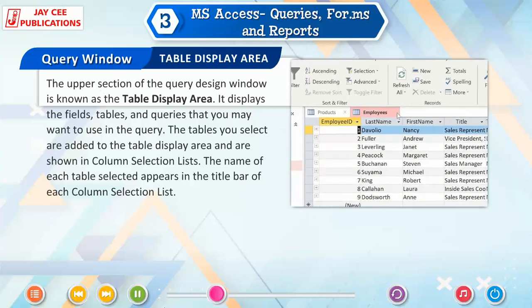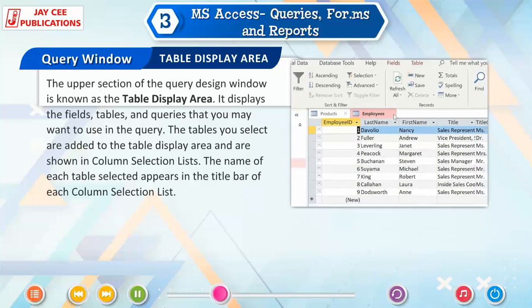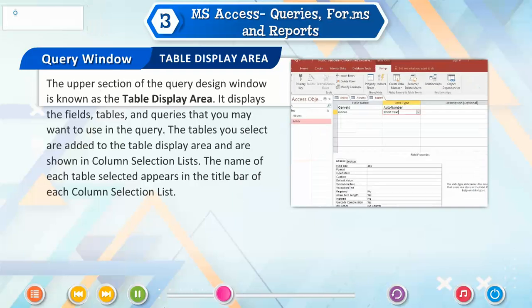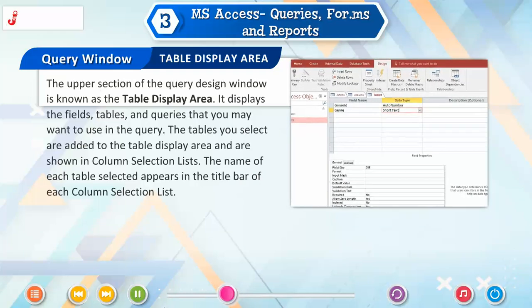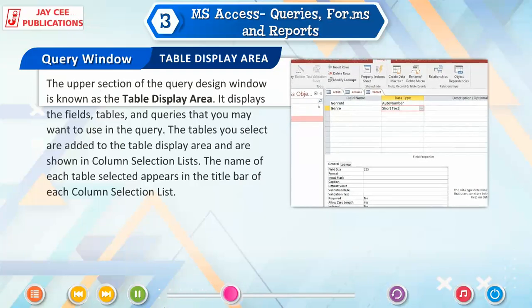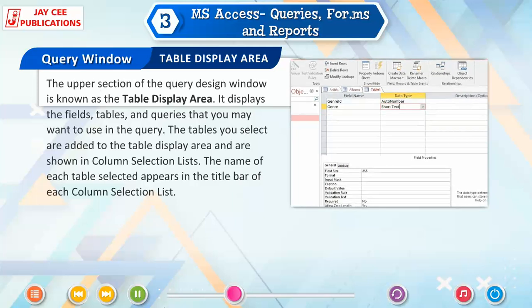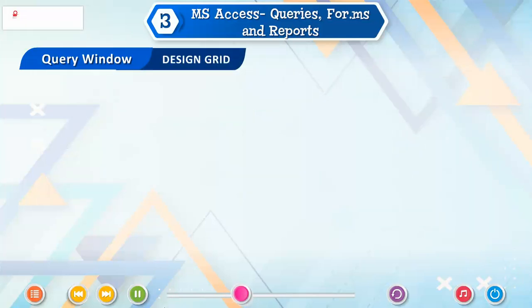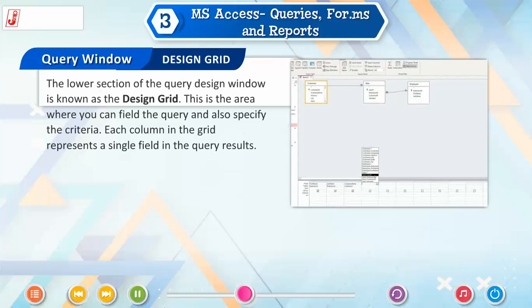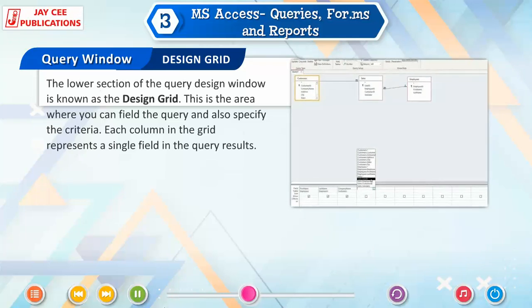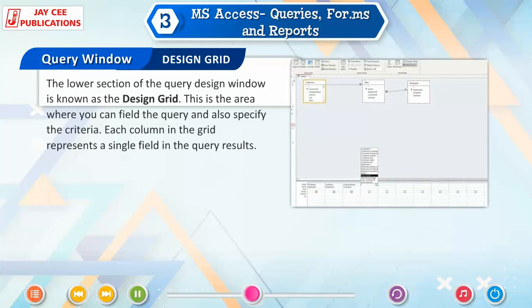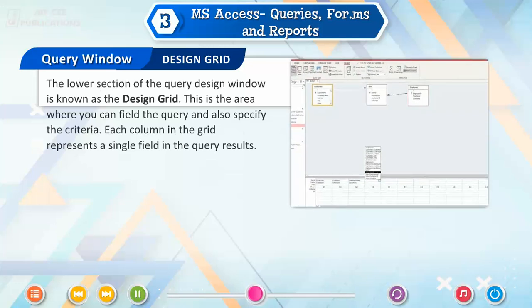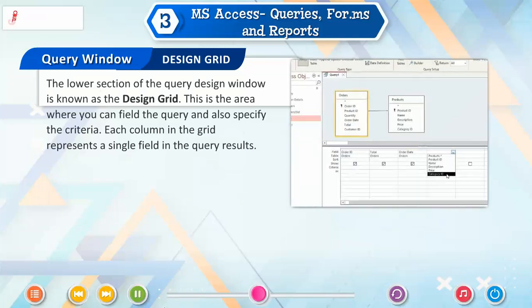The tables you select are added to the Table Display Area and are shown in column selection lists. The name of each table selected appears in the title bar of each column selection list. Design Grid. The lower section of the Query Design window is known as the Design Grid. This is the area where you can field the query and also specify the criteria.